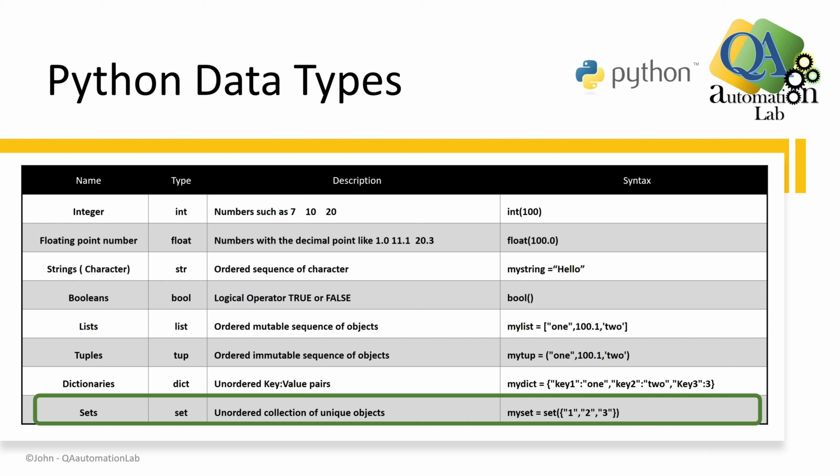The last one is sets. A set is an unordered collection of unique objects. The syntax for sets is set within brackets, and we can give either a list, dictionary or tuple. Here I have given numeric characters 1, 2, 3 within double quotes, so it is not an integer, it is a string.